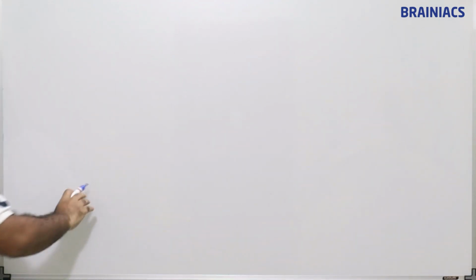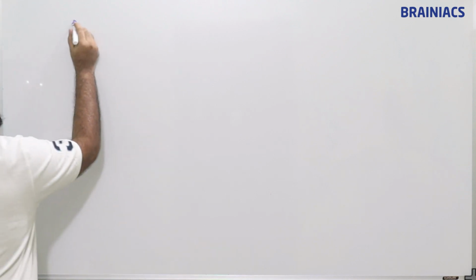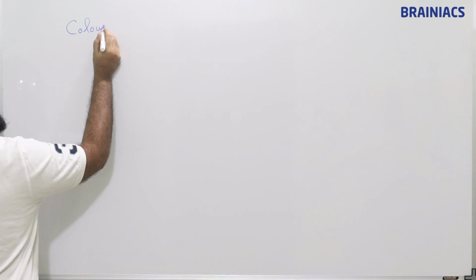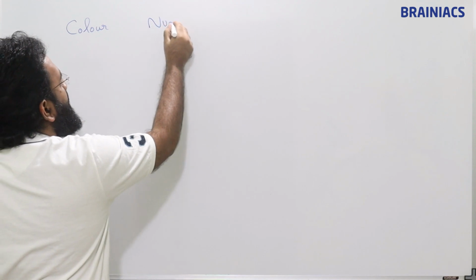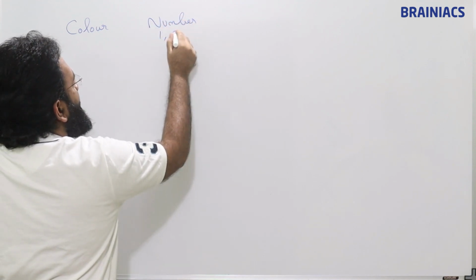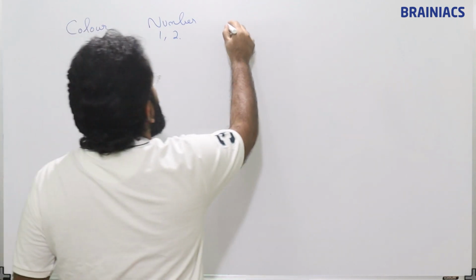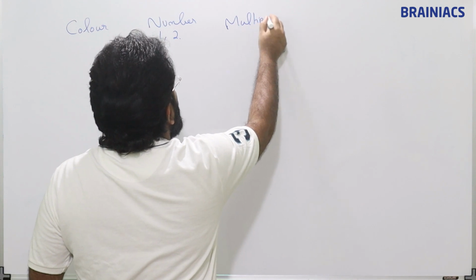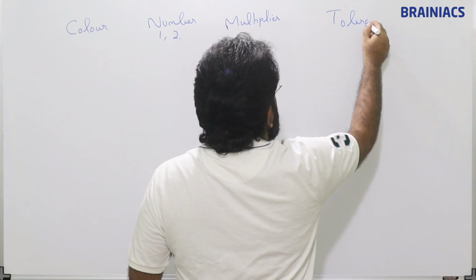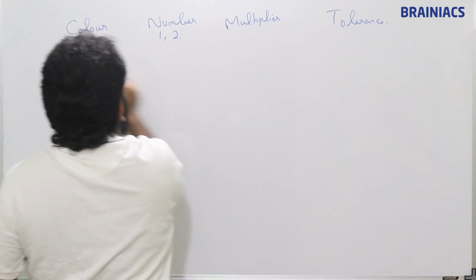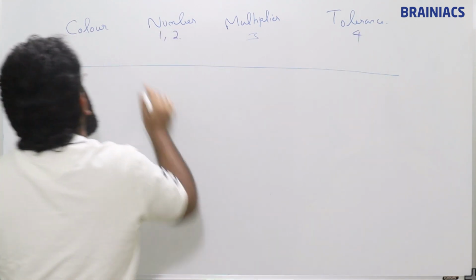So how will we write that? Color, then next we will write number, band 1 comma 2. Third is multiplier, then last one tolerance. So multiplier is the third band, and this is the fourth band.